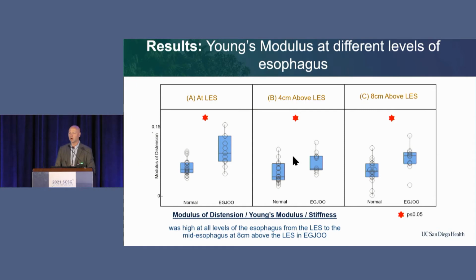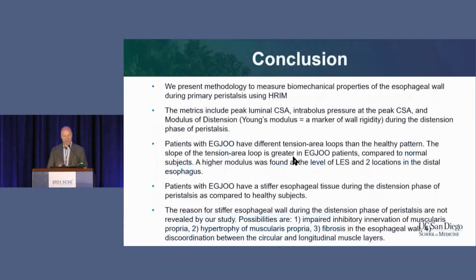So this is something called Young's modulus. It's a very simple metric, looking at the elasticity of the wall, the stiffness, and the stress-strain relationship. And what they showed, once again, was that the elasticity, or this Young's modulus, which is the inverse of that, shows that the wall in these patients is stiffer at the LES, 4 centimeters above and 8 centimeters above. So I think this was a really nice study because it's showing us that this particular patient group is different than people with a normal manometry.